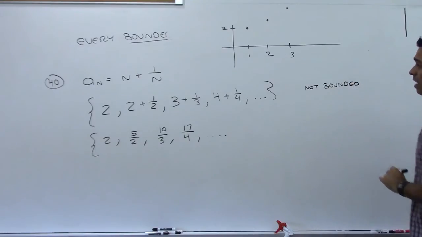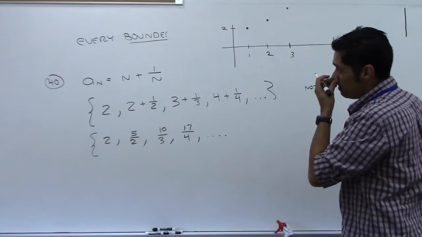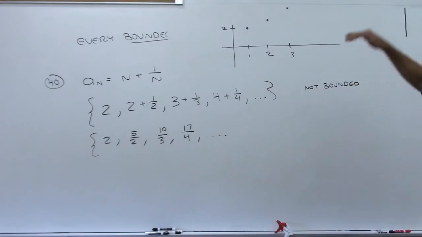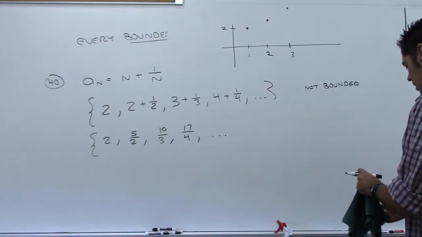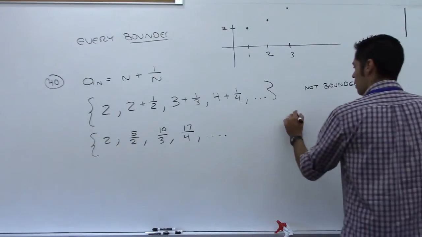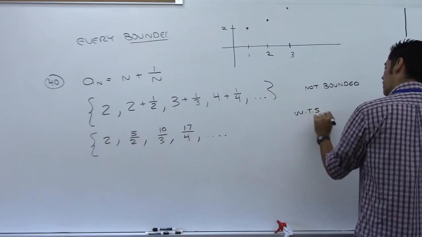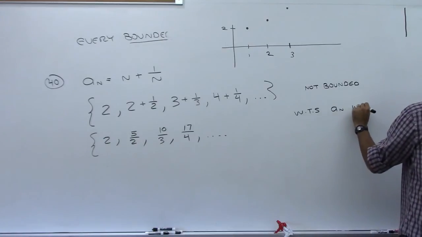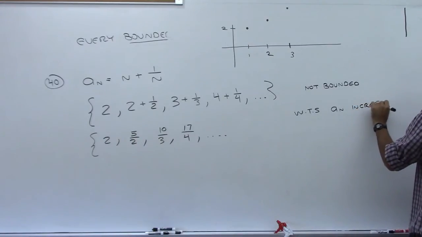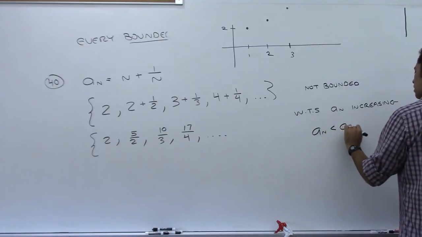And as far as monotonic, well, is it always going up? It looks like it's always going up. Let's show it though. We have to actually show whether or not it's monotonic or not. So for monotonic, I think it's increasing. a sub n is increasing just by looking up there. So I want to show that a sub n is less than a sub n plus 1.